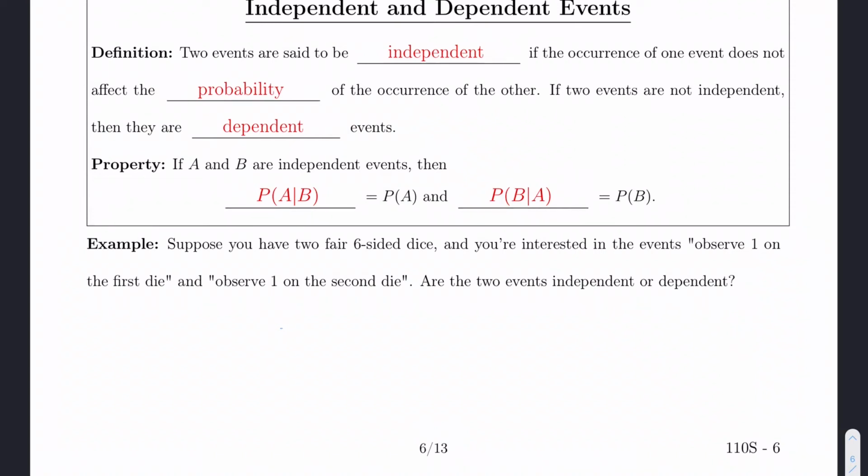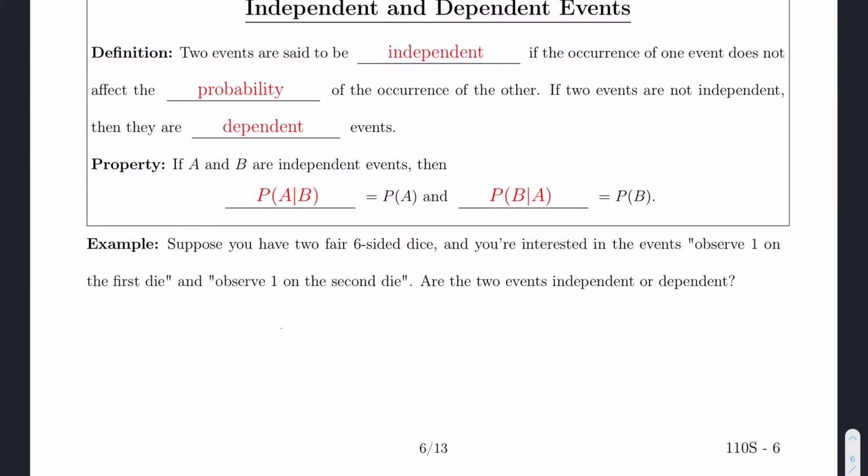These next two examples are going to get us thinking about independent versus dependent events. For the first one, suppose you have two dice and you're interested in the events, observe one on the first die and observe one on the second die. And you want to know if those two events are independent or if they're dependent.